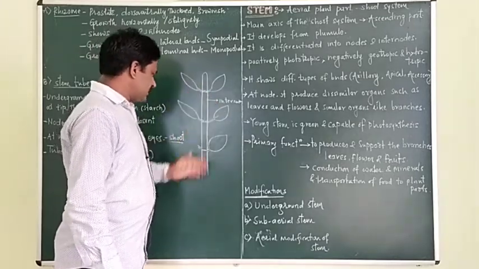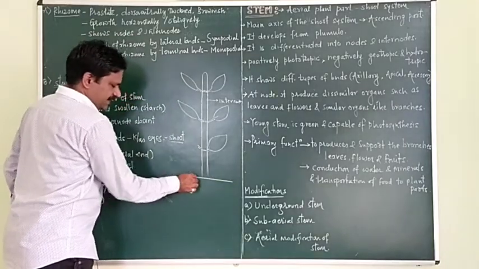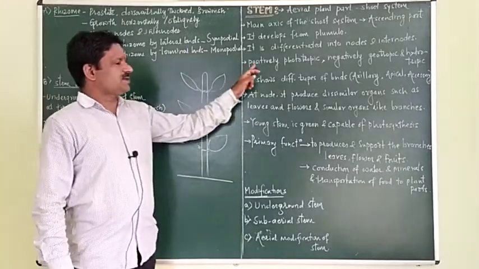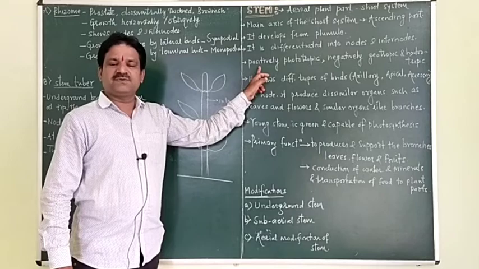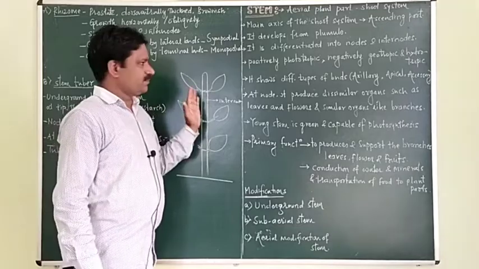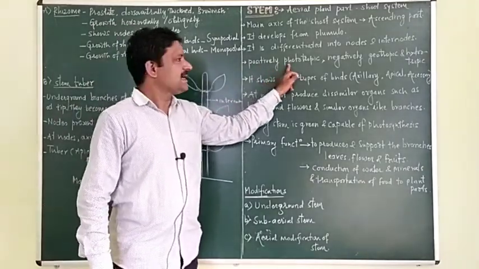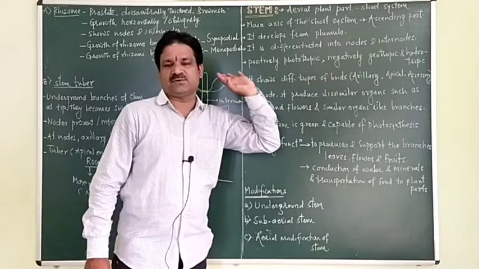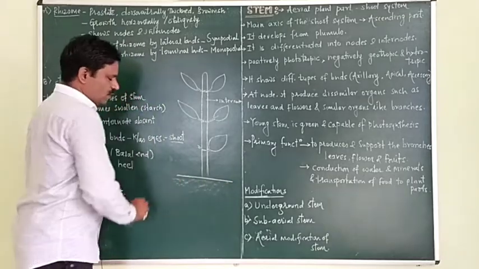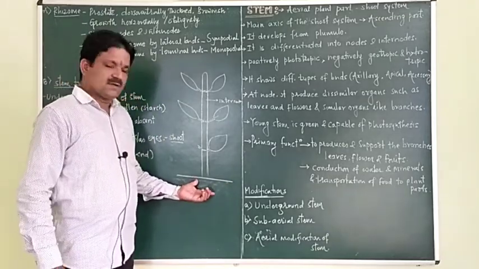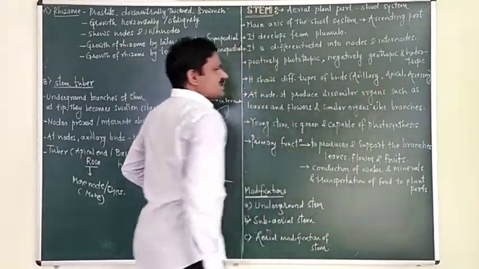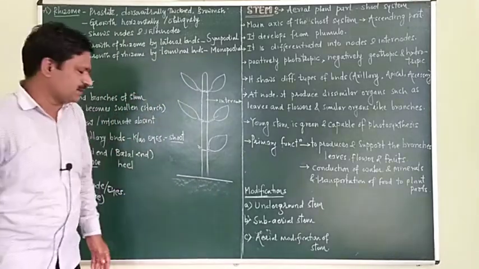Now this stem is an aerial part of the plant body. It is positively phototropic. Phototropic means what? It grows towards the light. That's why it is called positively phototropic, and it is negatively geotropic and hydrotropic. Negatively geotropic or hydrotropic means it grows opposite to the soil. Geo means soil. Geotropic means it grows away from the soil.